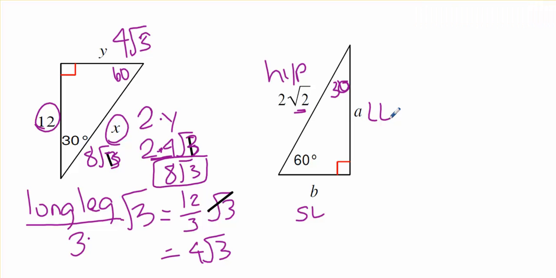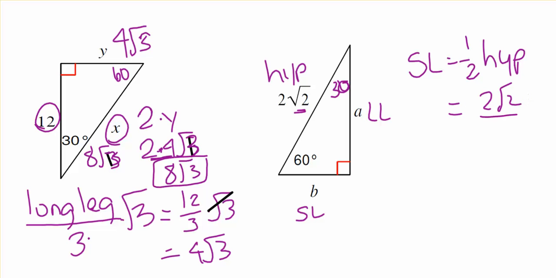Okay. So we have short leg equals 1/2 of the hypotenuse, or hypotenuse over 2. And that's going to be 2 times the square root of 2 divided by 2. Okay, I should have just written it as hypotenuse over 2.